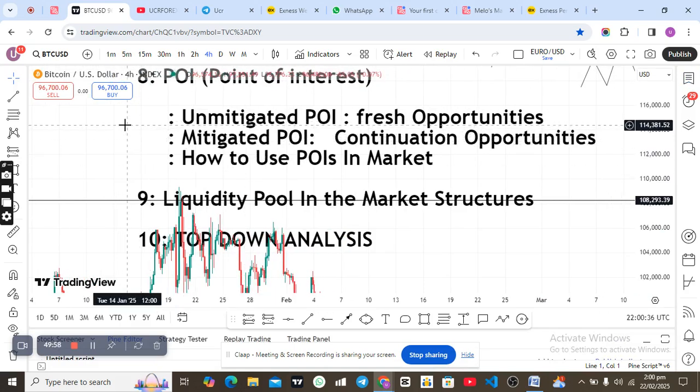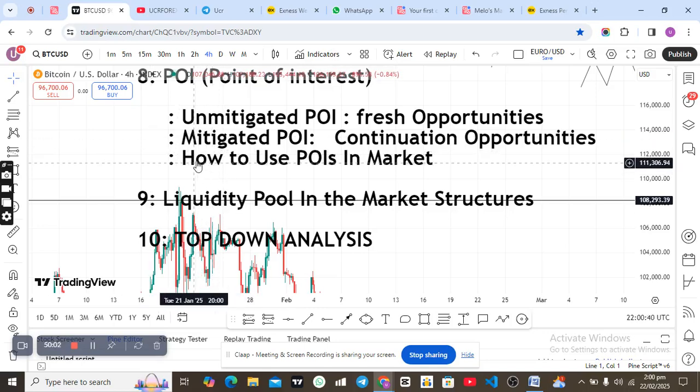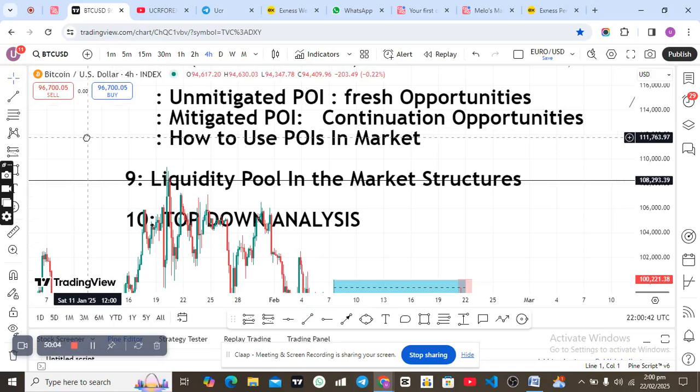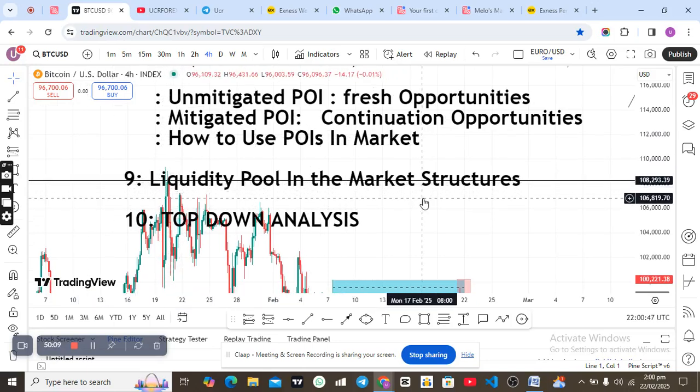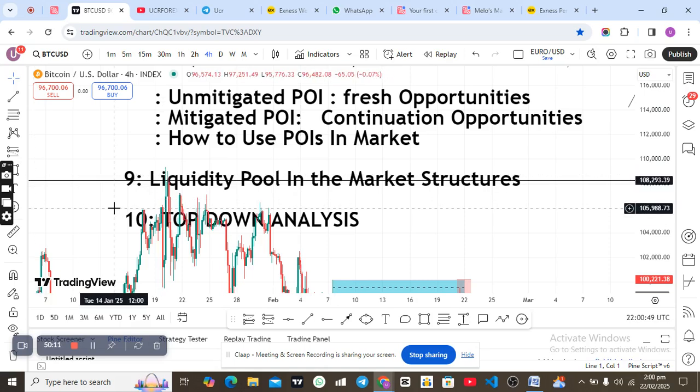So we have already covered a lot. We have already talked about the mitigated and unmitigated, and then we have known how to use the POIs in the forex market. Now we are going to be talking about the liquidity pool in the forex market, and then finally we will talk about top-down analysis.